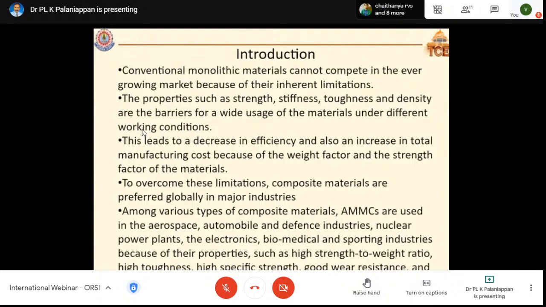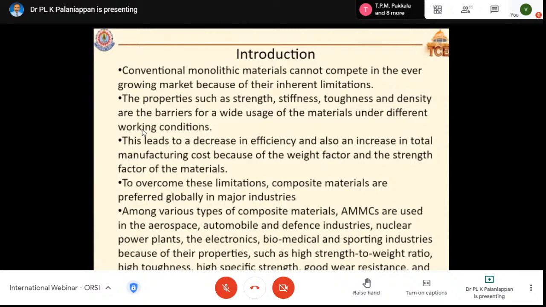Especially the stiffness and strength play a vital role. This leads to a decrease in efficiency and also an increase in total manufacturing cost because of the weight factor and strength factor of the material. If we want to go for newer and harder materials to achieve all these properties, obviously, for most of the materials, they are denser also. So the density, the weight factor is also coming, and the strength factor. All those things are bringing so many constraints.